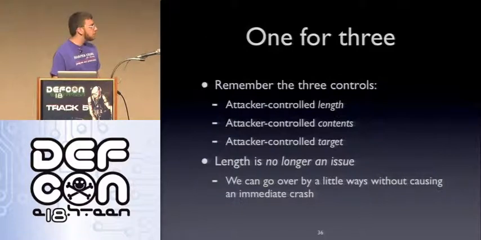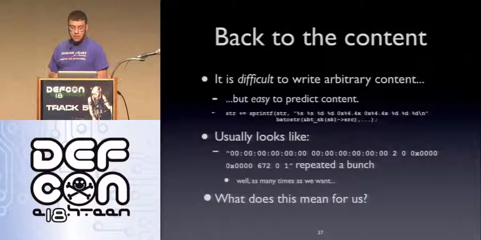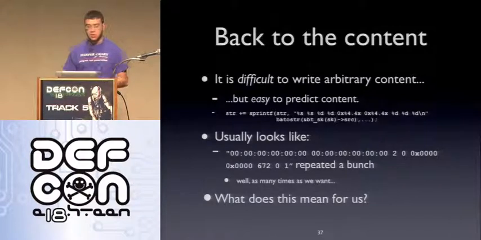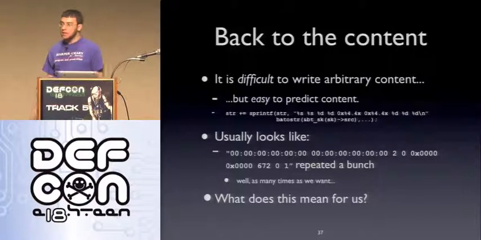So what's next? We have length. Let's try and control the content. Here's the code that we're going to try and exploit again for your reference. Your string plus equals printf, stir, and then a bunch of format string, for those of you in the back. So we can't write arbitrary content with this. ba2stir always produces a MAC address for us. %d always produces a decimal.